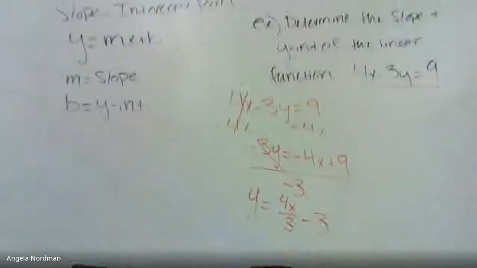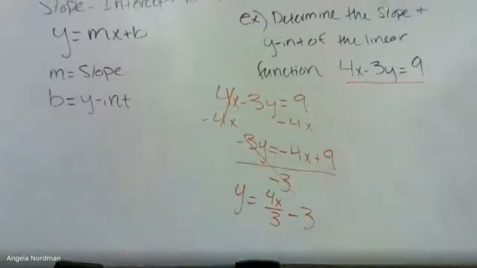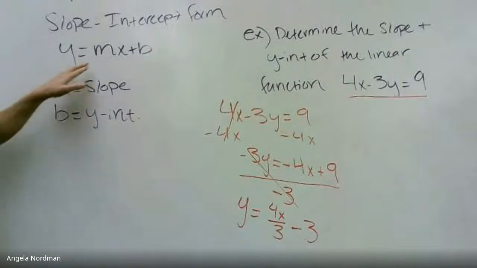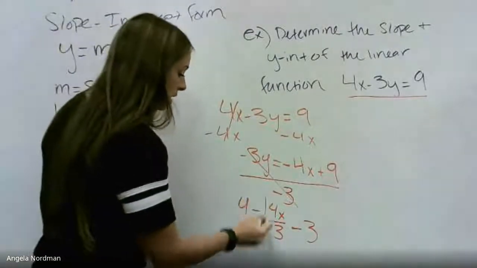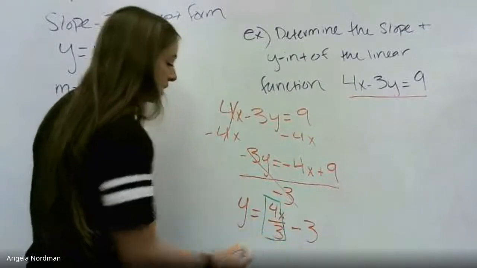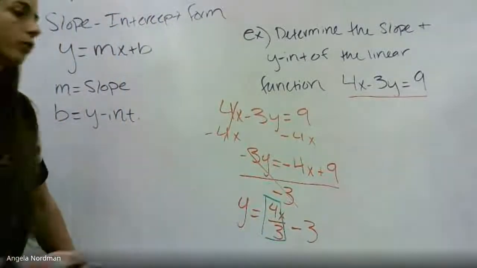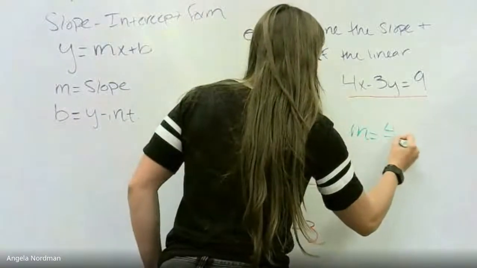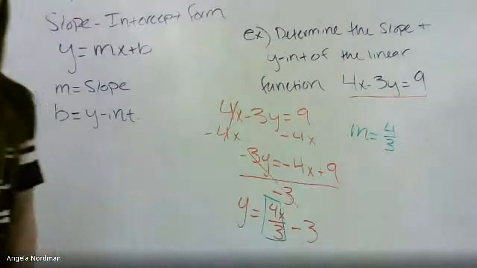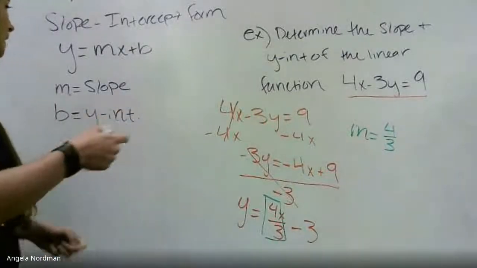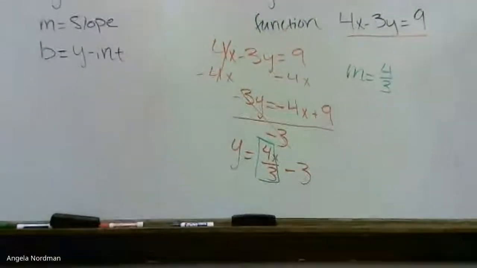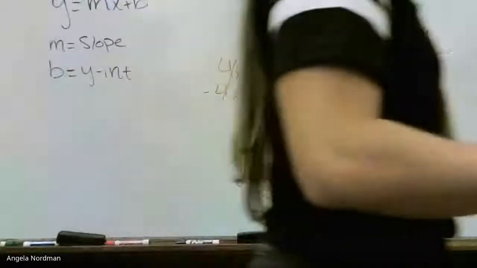Looking at the information up here, the m in y equals mx plus b is my slope. The m right here is right out in front of that x, so 4/3. So my m, or slope, in this case, is positive 4/3. Last thing is my y-intercept. So I'm trying to identify my y-intercept.